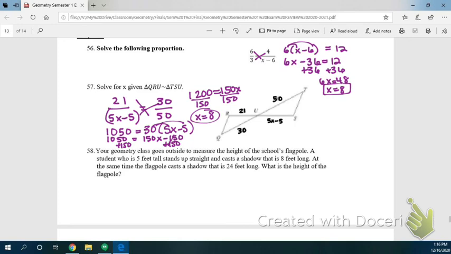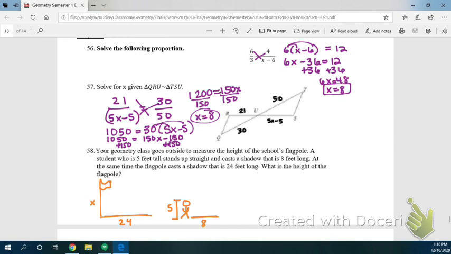The next one says you go outside, you're going to measure the flagpole. I'll do that in orange. So we've got a flag. A student who is 5 feet tall stands up straight and casts a shadow that is 8 foot long. At the same time, the flagpole's shadow is 24. So how tall is the flagpole?